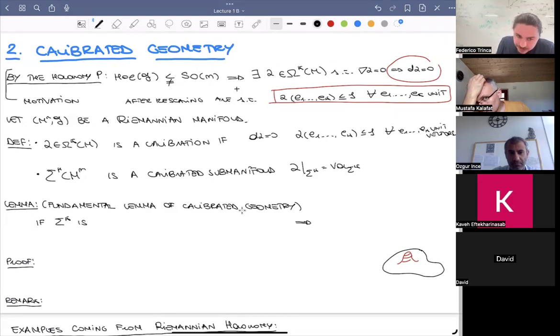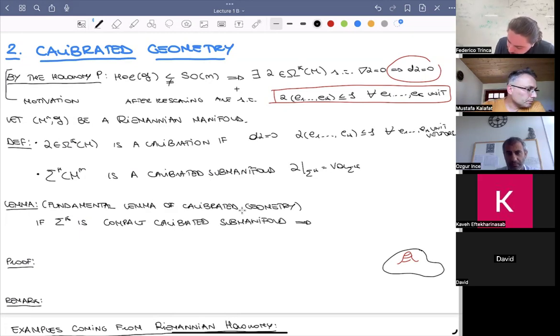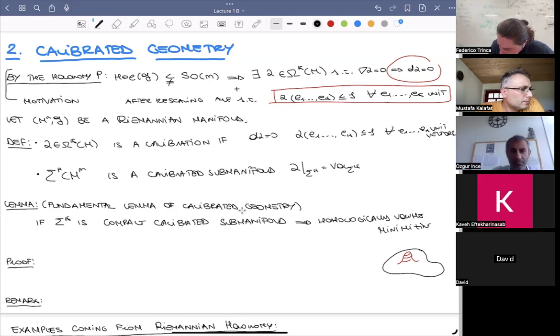sigma^k is a compact and calibrated submanifold, then it is homologically volume minimizing. And homologically volume minimizing submanifolds are in particular examples of minimal submanifolds and stable minimal submanifolds. And you will hear more about these kinds of things in the next lecture by Justin.